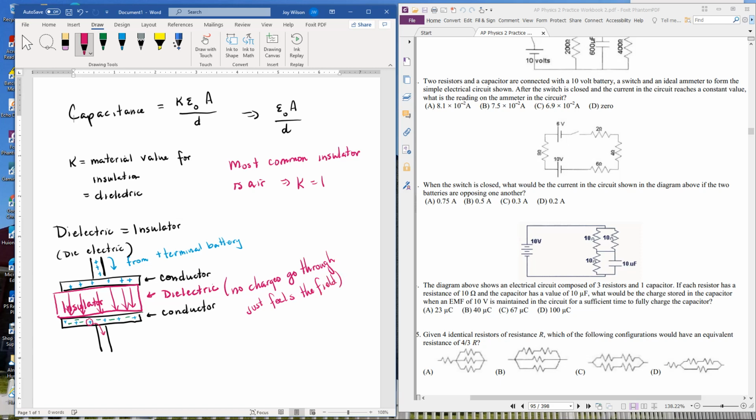So the field goes from positives to negatives, and these positives down here, some of them that are free to leave, start to run away. So then we get a positive charge flow back to the battery. So this is how a capacitor charges up.